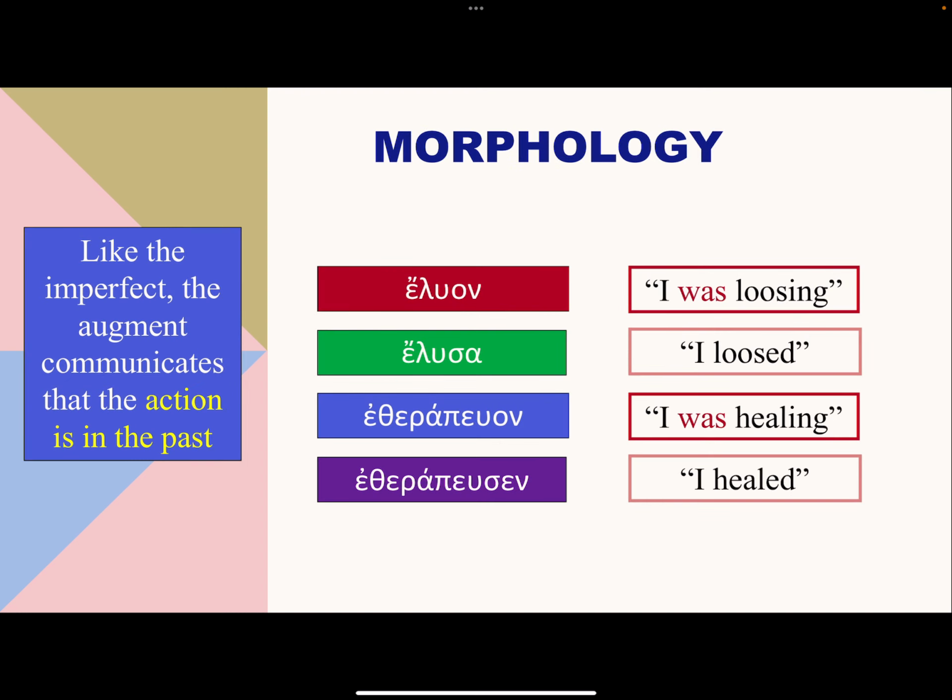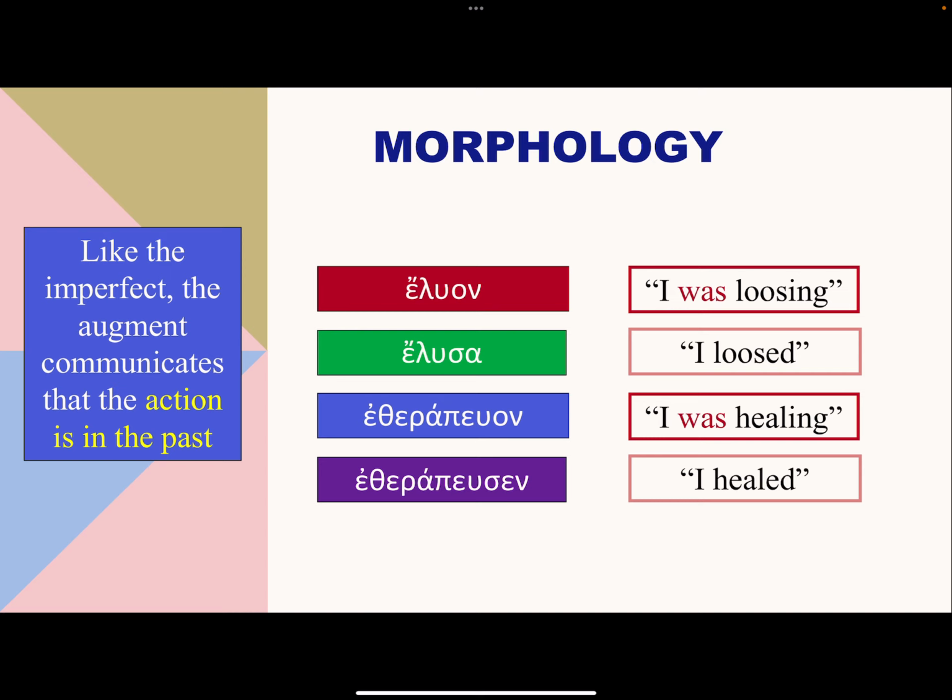So this is the morphology, if you will, of the imperfect versus the aorist. So like the imperfect, we always have that augment at the front, which is indicating that we're in past time. But we have these slight variations between the imperfect and the aorist. Variations like the introduction of that sigma alpha. So if you saw eluon, you would know that you were in the imperfect, eluon. There's no sigma alpha there, right? So that would be I was loosing.